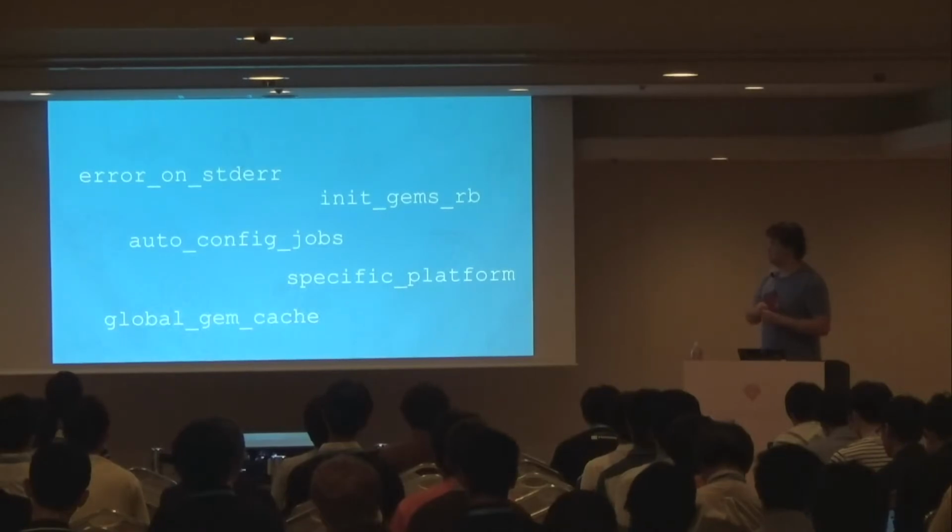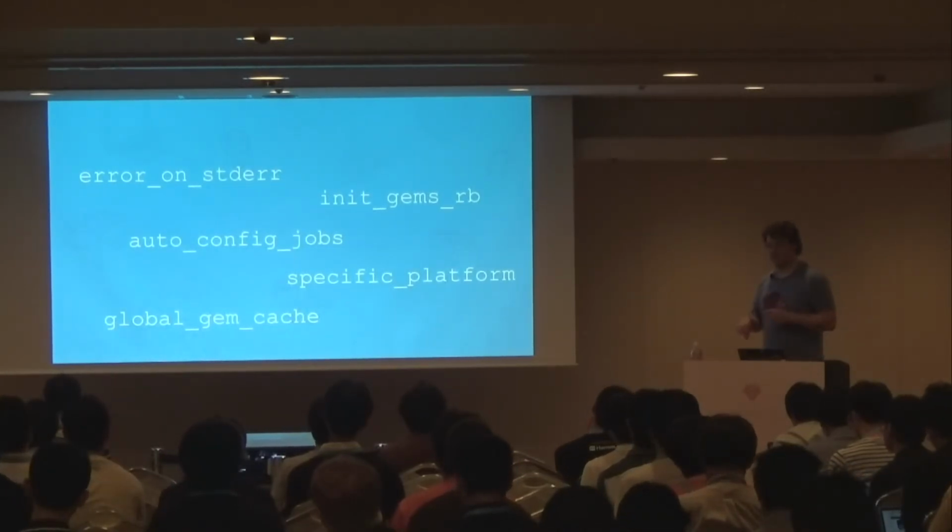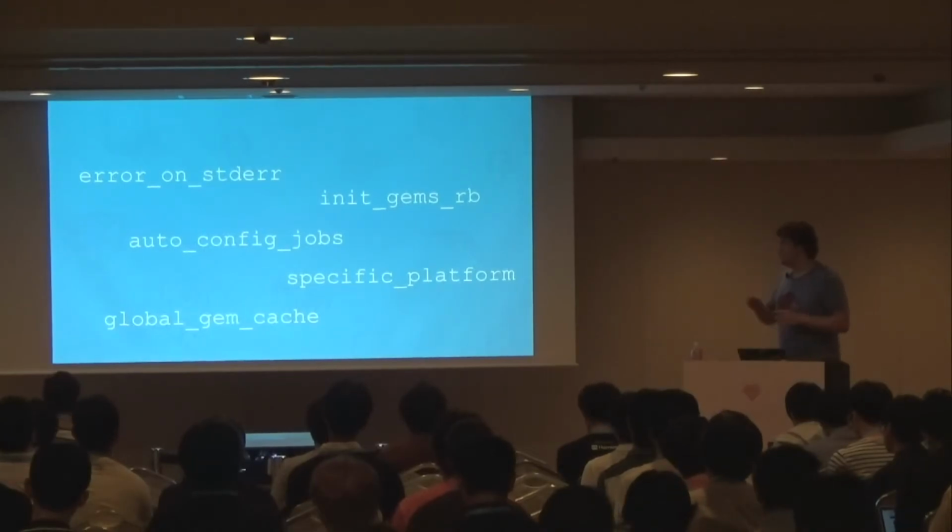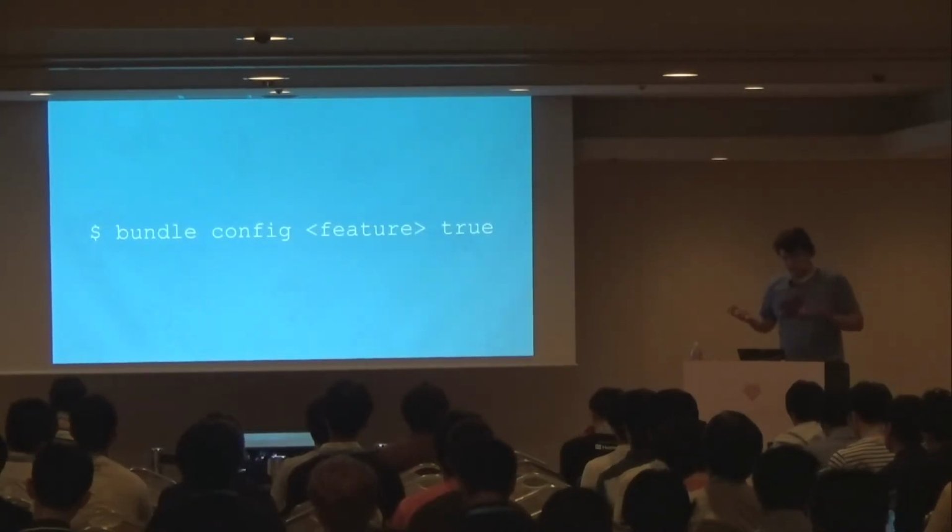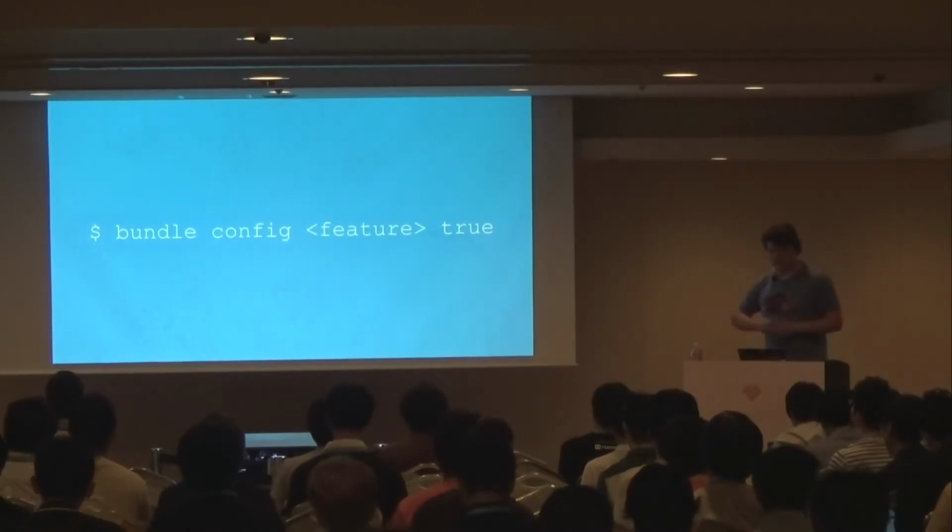Error on standard error is printing Bundler errors to standard error instead of standard out. And so in Bundler 2, basically what's going to happen is that all these feature flags are just going to be set to true, and that's pretty much it. That's all the changelog is going to be. And so you can enable feature flags using config. You just have to set it to true.